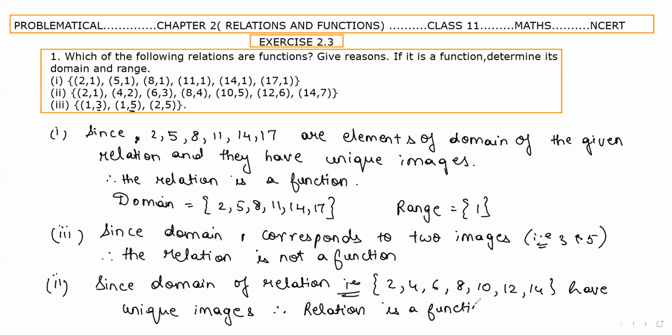Then you can mention this is your domain, and your range would be the second values. This is the domain of your function, and your range will be 1, 2, 3, 4, 5, 6, and 7.